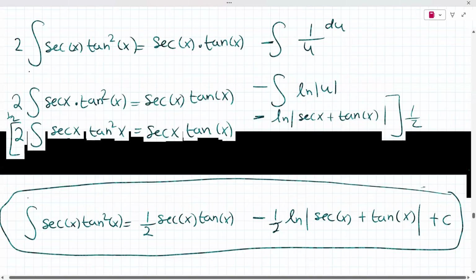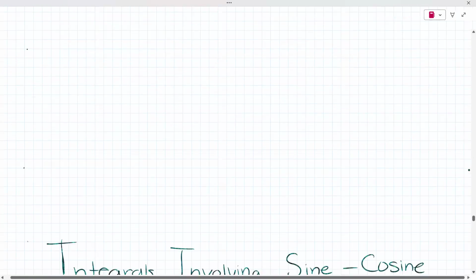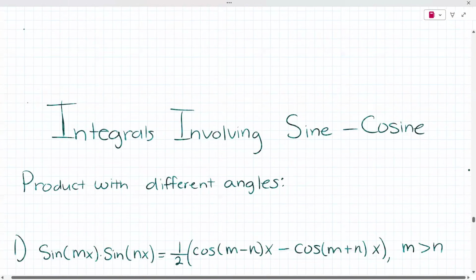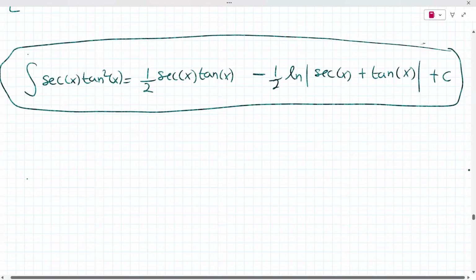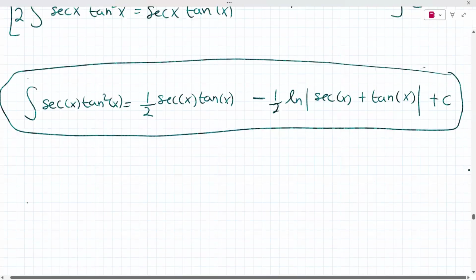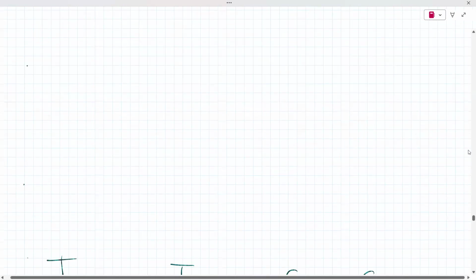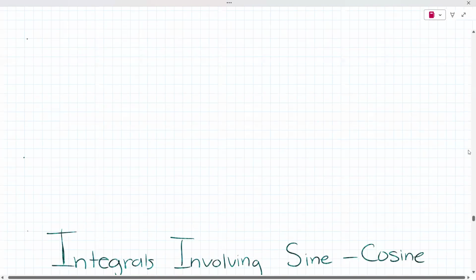Okay, let's do example 8. Oh, okay. Yeah, I think that's for that section. That's fine. We're done with that one.